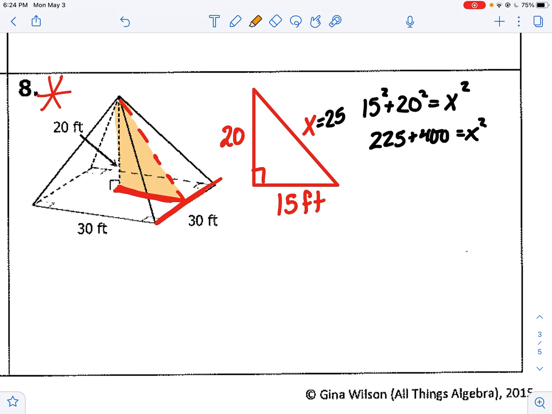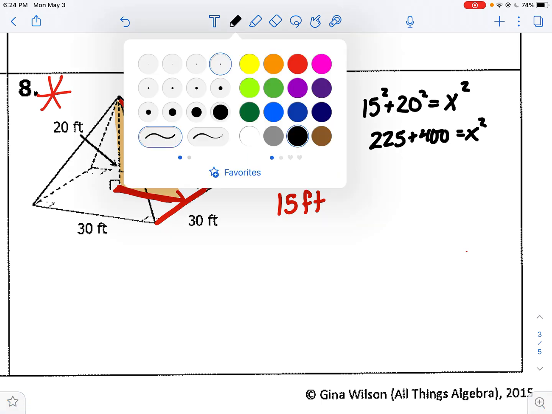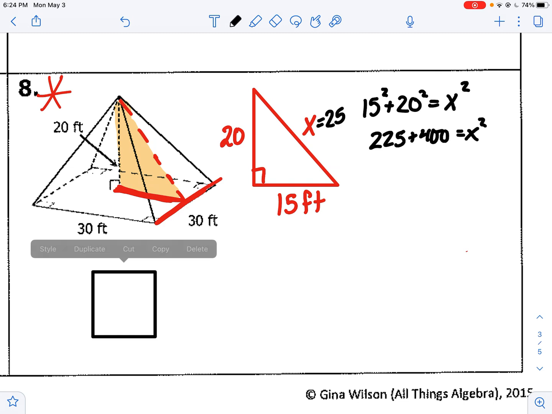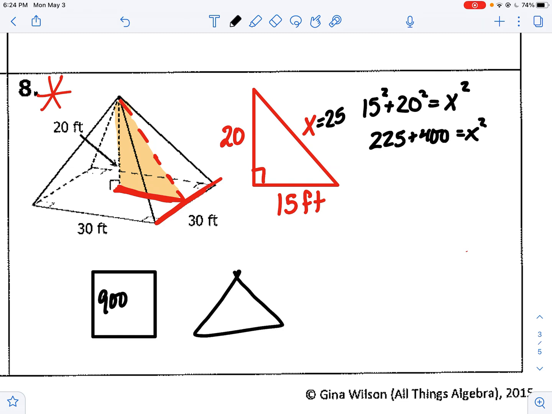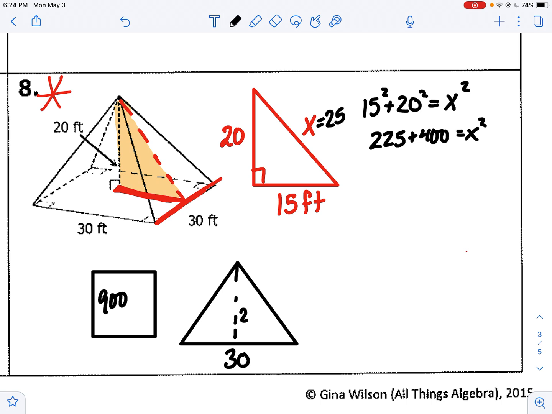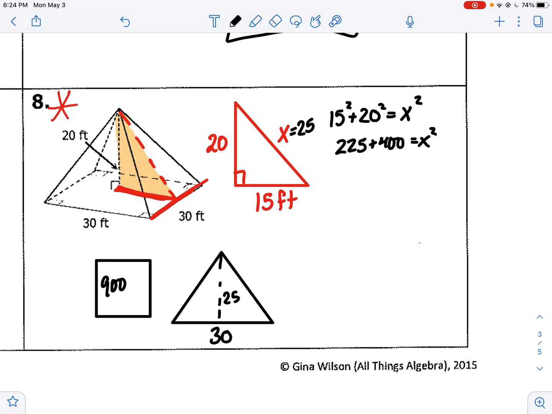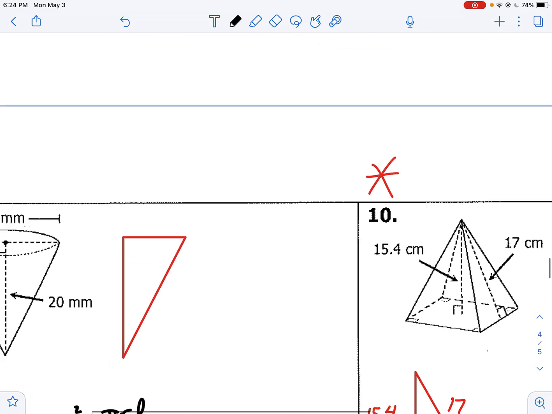And then now that I have my slant height, I can find the area of the base, which is 30 by 30. So that would be 900. And then you've got these 4 triangles that are each 30 on the base and 25 on your height. So then you can find your 4 lateral faces and add them up to your area, your surface area.